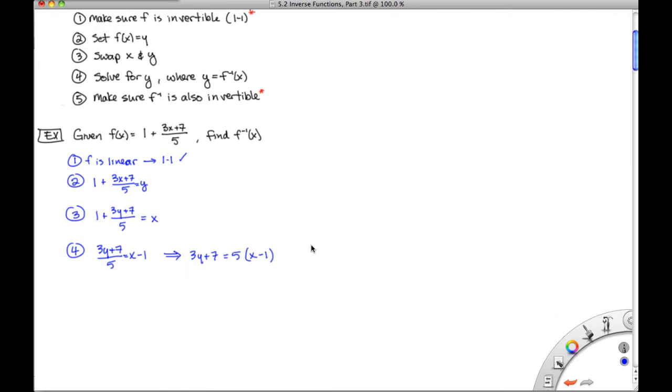Now we need to get rid of that 7, so let's subtract 7 from both sides. Now we'll have 3y is equal to 5 times (x minus 1) minus 7. And then the last thing we need to do is get rid of that 3, so we'll divide both sides by 3. What we end up with is y is equal to 5 times (x minus 1) minus 7, and then all of this is divided by 3. And this is our inverse function. So this is going to give us f inverse of x.